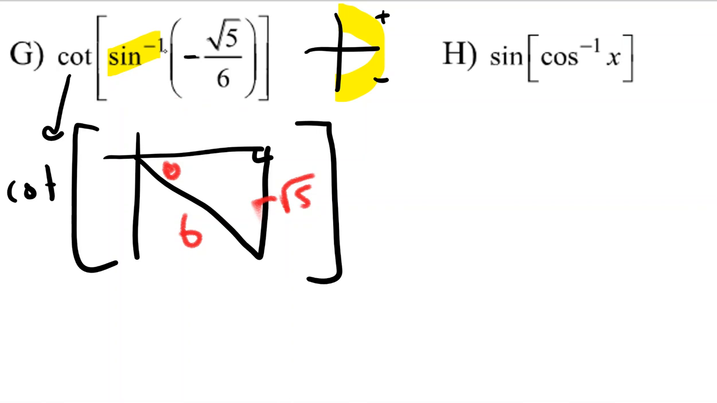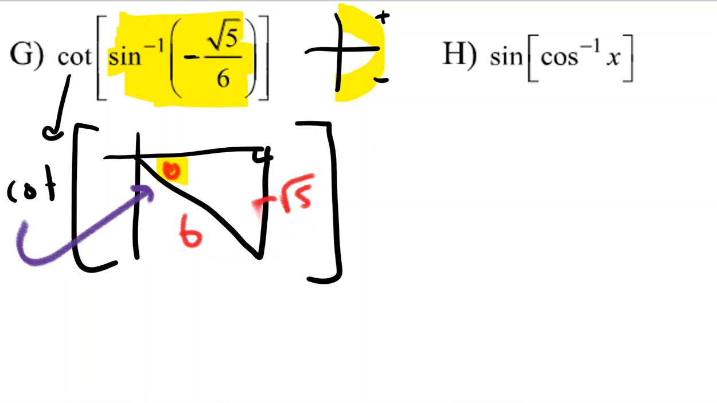Okay, and I am done with the inside here. This inside said an angle that has a sine of negative square root of 5 over 6. Well, here is that angle, because its opposite to its hypotenuse is negative square root of 5 to 6. That's all I can do for the inside. So this question really needs an outside so that we can give a numerical answer. We don't want to give a picture as an answer.